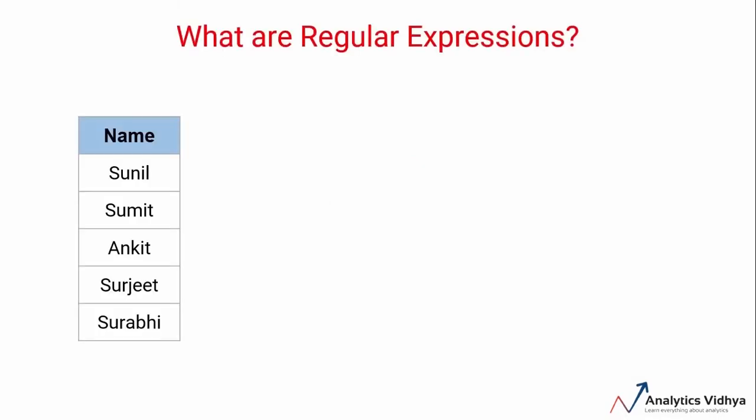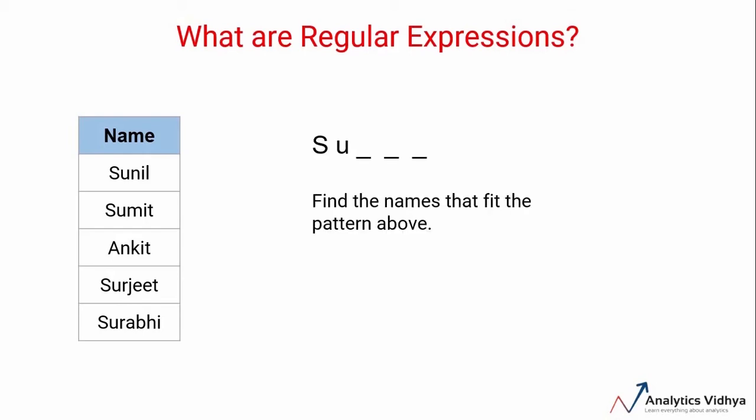I have a list of names of my friends: Sunil, Sumit, Ankit, Surjit, and Survi. If we were to select only those names from this list which matched a certain pattern, so say the first two letters are S and U, followed by only three positions that can be taken up by any letter. What do you think? Which names fit this criteria?